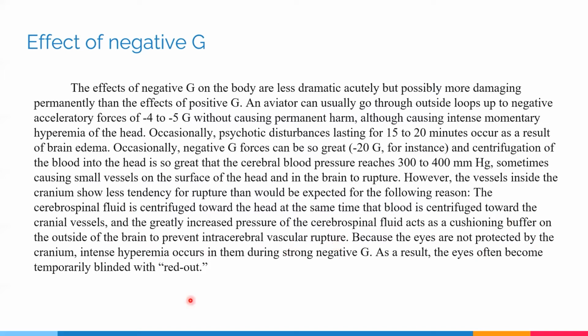Because the eyes are not protected by the cranium, intense hyperemia occurs in them during strong negative G. As a result, the eyes often become temporarily blinded with redout, which is caused by rupture of blood vessels present in the eye, and thus the blood covers the entire eye and causes a redout in which the aviator cannot see his surroundings.